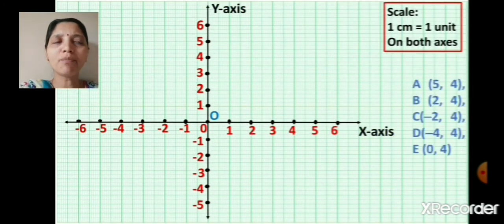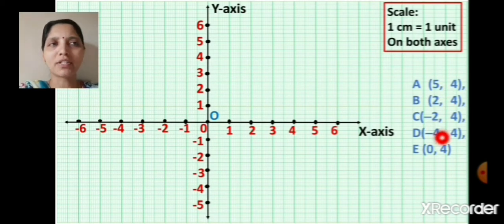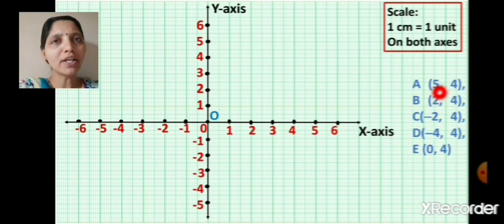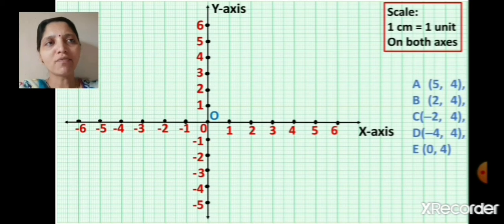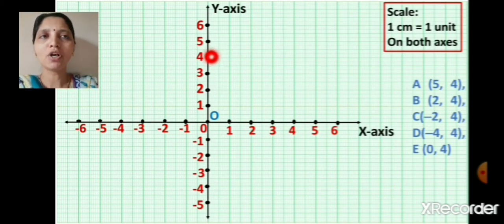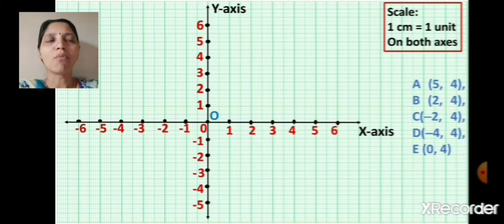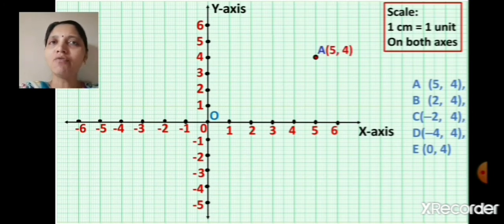Now on the graph paper you have to plot these given points. So see the first point here, point A with coordinates 5 and 4. Now both the coordinates are positive, that means point A will lie in the first quadrant. So let's find out. Now the x coordinate is 5. So from 5 you will draw a perpendicular till 4 because the y coordinate is 4. So the point of intersection will be this point and that point you will write here A, coordinates are 5 and 4.